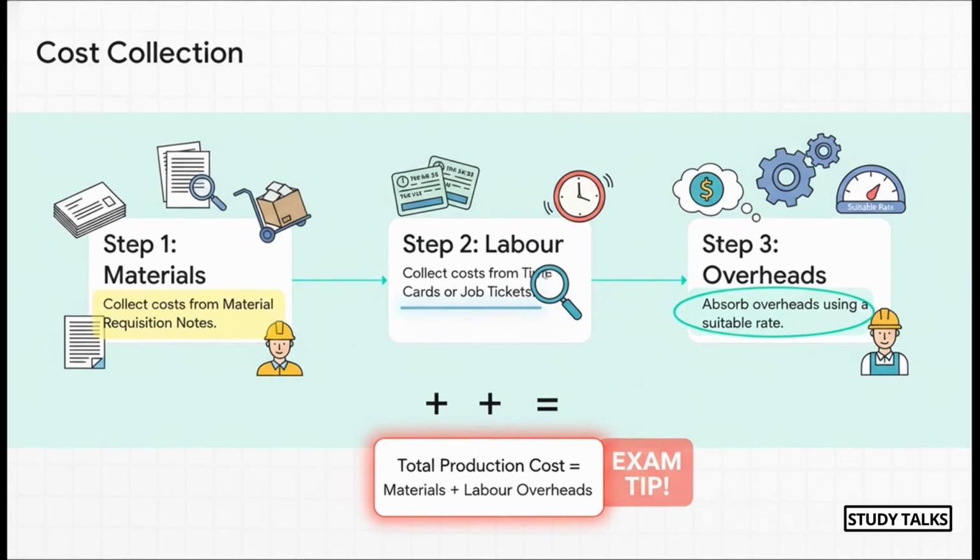So, how do we actually get that total production cost figure? Well, it's a pretty clear-cut process. For all the materials used, we collect the costs from the material requisition notes. For the labor, we look at the time cards. And finally, for overheads, we absorb them using an appropriate overhead rate. You just add those three up, materials, labor, and overheads, and bingo, you've got your total production cost. Simple and super effective for this kind of setup.